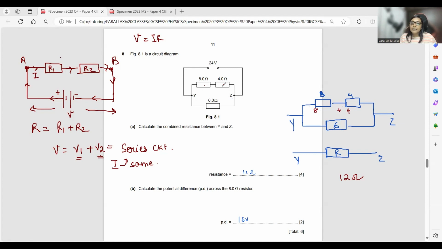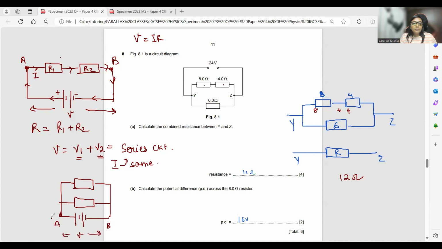Equivalent resistance between 8 and 4. Coming to the parallel combination. Parallel combination means when you have one resistor connected like this, another one also connected like this, and here you have the battery, the same potential difference source. So now between A and B, the potential difference is still V.